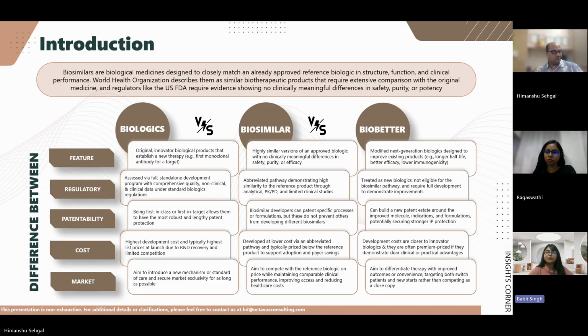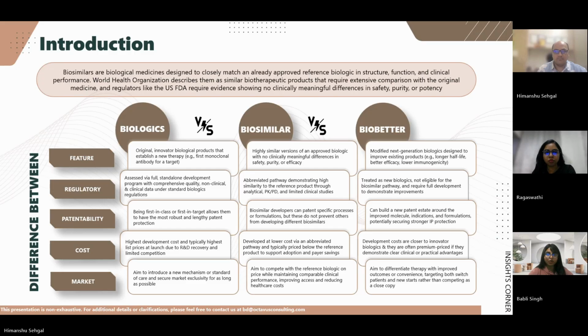The next is the biobetter. These are upgraded versions of existing biologics, for example designed to last longer in the body or cause fewer side effects. They are treated like completely new products and need full development again. But if they show clear benefit, they can get a new patent and support premium pricing. So this is the short summary of the introduction about biosimilars. Biobetter is a different topic in itself, so we will also talk about it in an upcoming IC topic.